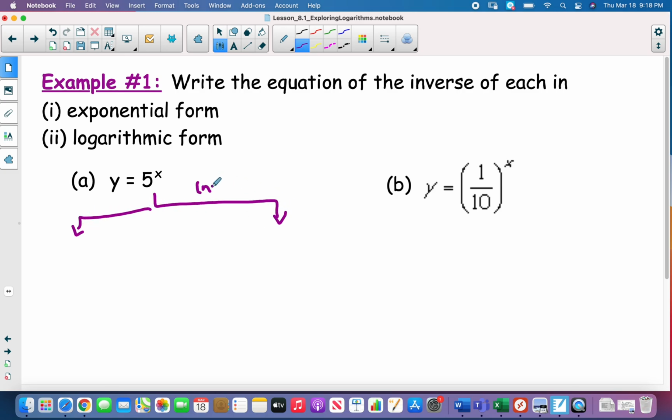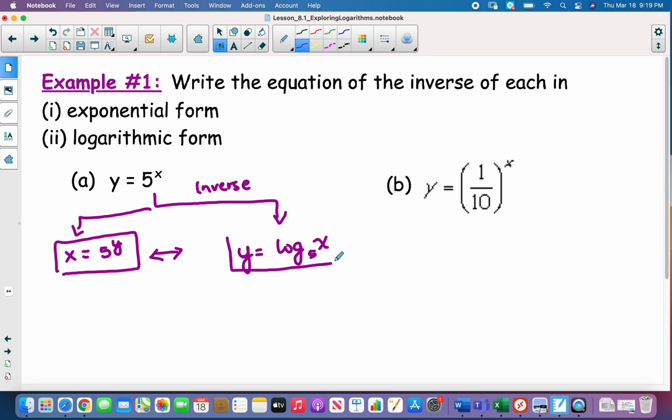So the inverse of what's given can be written by just switching the x and the y. So if you just switch the x and the y, this will be x equals 5 to the power of y. And this is the same as the relationship y equals log of x to the base 5. Okay, so these are equivalent relationships.